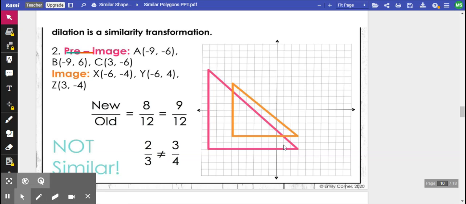We have 12 again, and then we have a length of 9. So that would be a different proportion. We have 2 to 3 and then 3 to 4, which would be a different increase in size. So this would not have a constant scale factor, which is what we want for all dilations that we do.